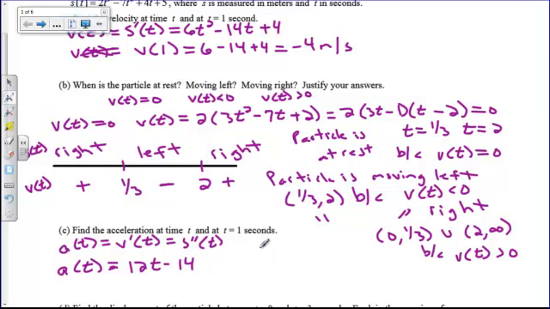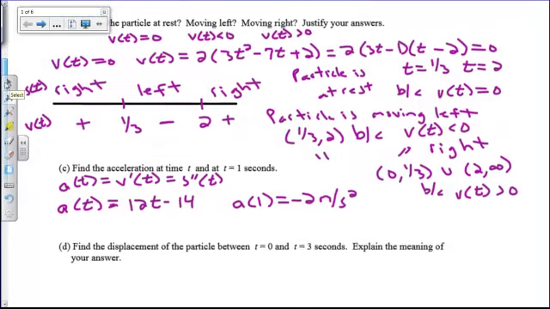So that is my acceleration at any time t. Now we want to find it when t equals 1. So a of 1 is going to equal, plug 1 in for t, and you're going to get 12 minus 14, which is negative 2. And this will be meters per second per second. Alright, so let's answer the next part.